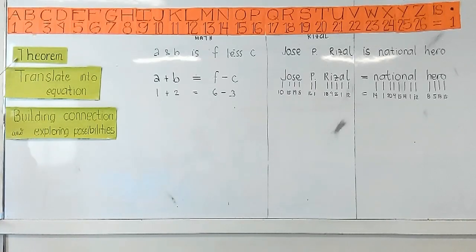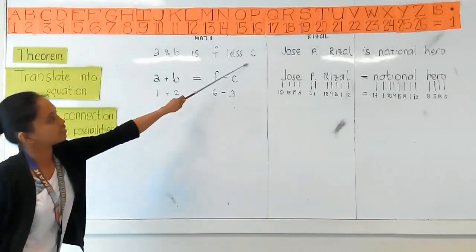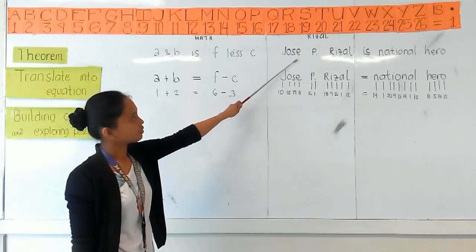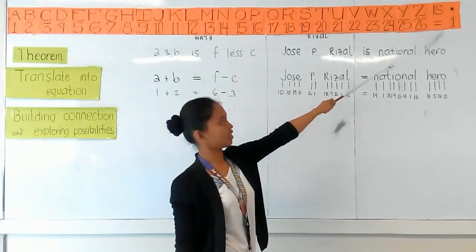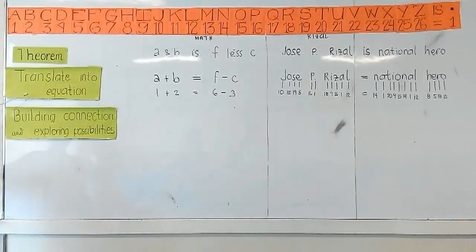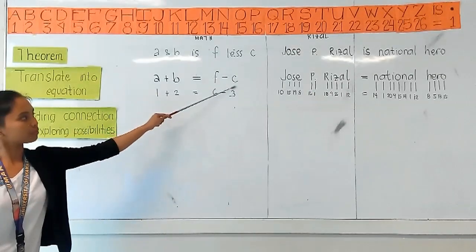In math, an example of a theorem is A plus B is equal to F minus C. In Rizal, we have the theorem Jose P. Rizal is national hero. Second step is to translate these words into an equation. An equation is a statement that two expressions are equal. So, we have A plus B is equal to F minus C.